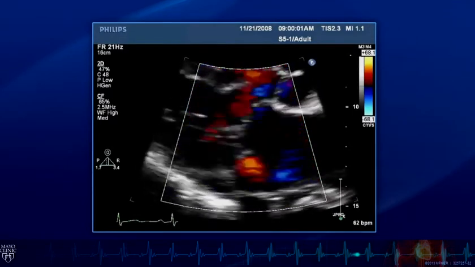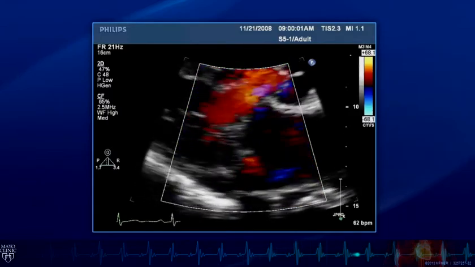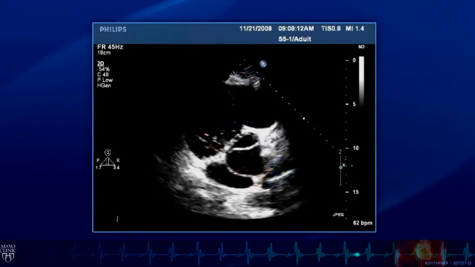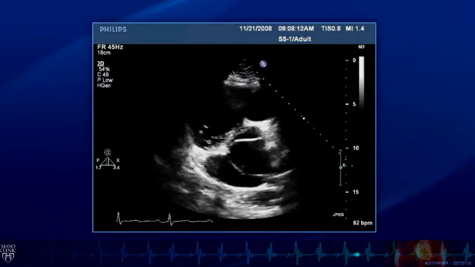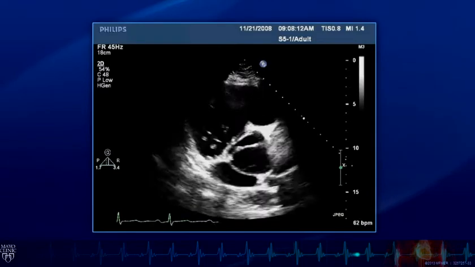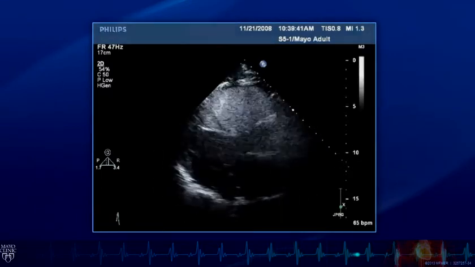Zooming in on that view, we see again the large coronary sinus with evidence of a shunt moving from the left atrium into the coronary sinus. So this is a true coronary sinus form of atrial septal defect. The large coronary sinus and its unroofed portion can be seen in an off-axis parasternal short-axis view as shown here.